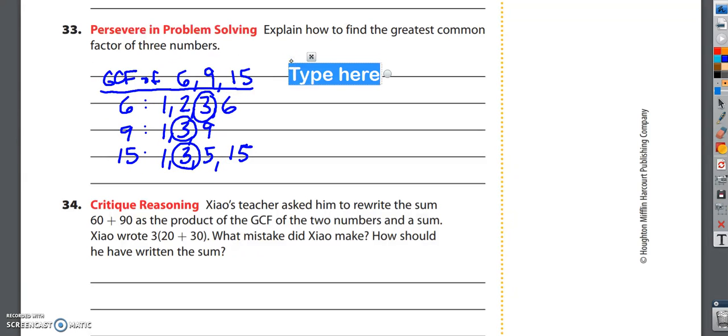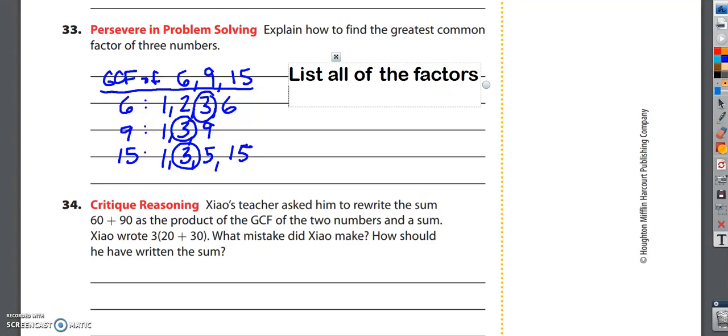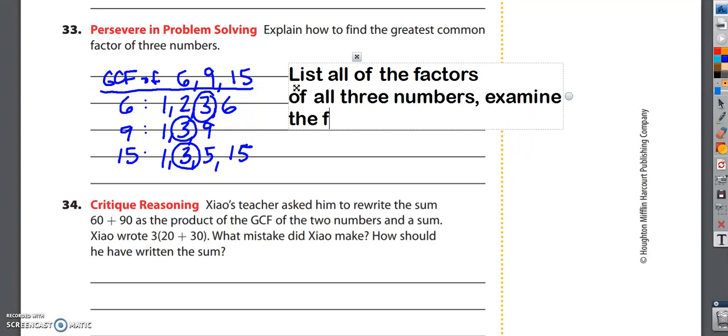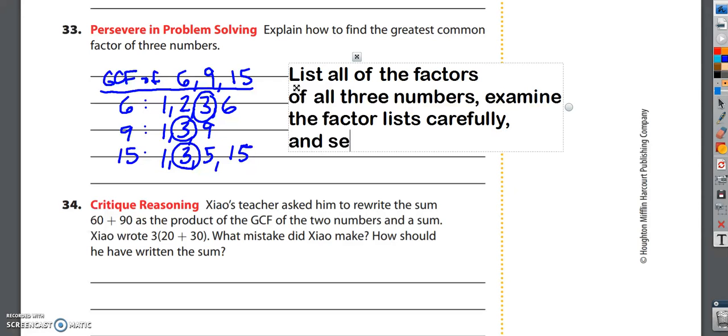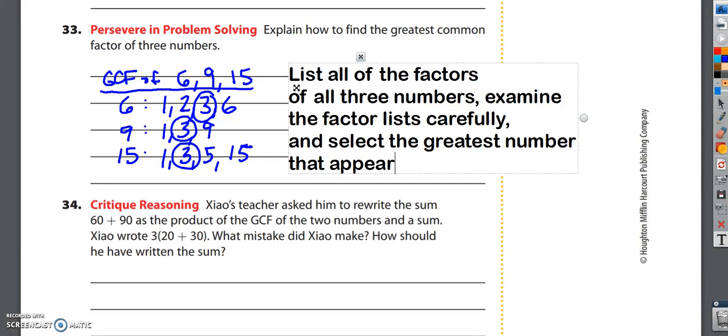I would do the same thing as what I just did. I would list all of the factors of all three numbers, comma, examine the lists. I'm going to call them factor lists. Examine the factor lists carefully and select the greatest number that appears in all three factor lists.